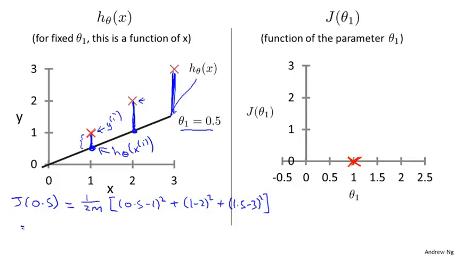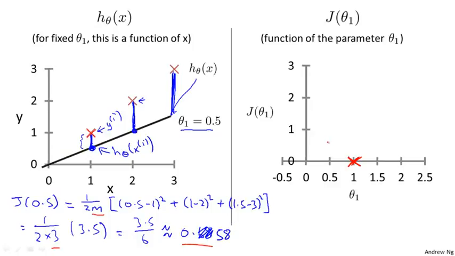And so that's equal to 1 over 2 times 3, because m, my training set size, I have 3 training examples. And then that's times, simplifying the thing in parentheses, is 3.5. So that's 3.5 over 6, which is about 0.68. So now we know that j of 0.5 is about 0.68. Let's go and plot that. Oh, excuse me, math error. This is actually 0.58. So I'm going to plot that, which is maybe about over there. Okay.